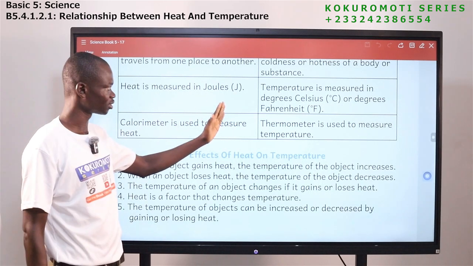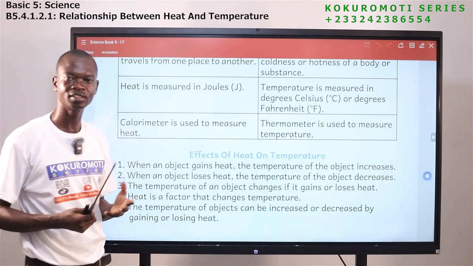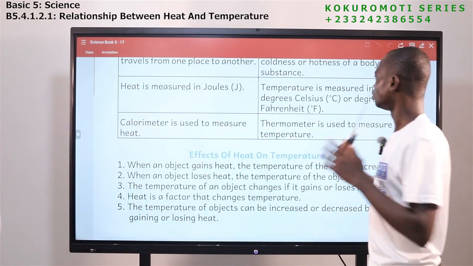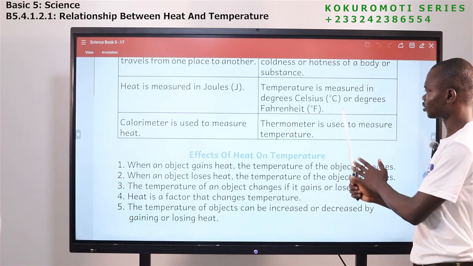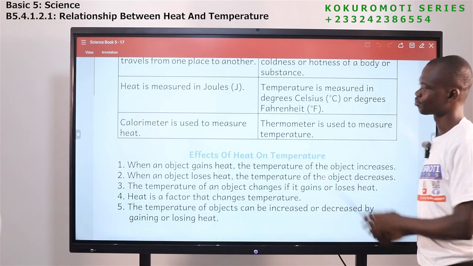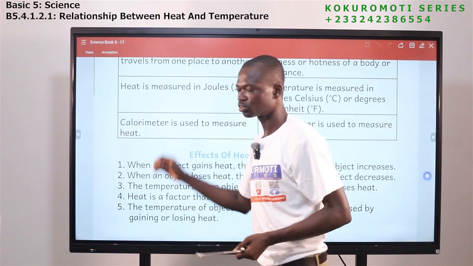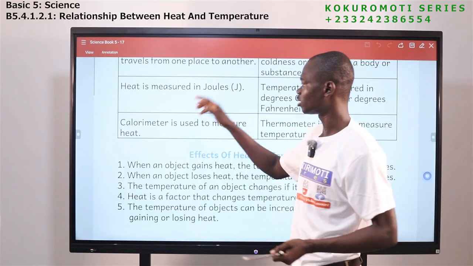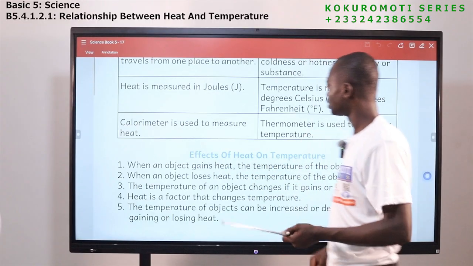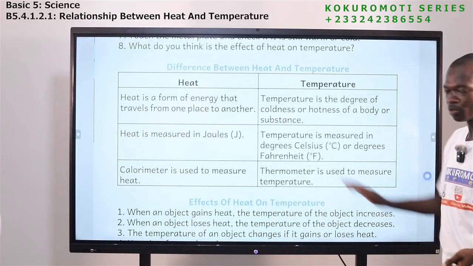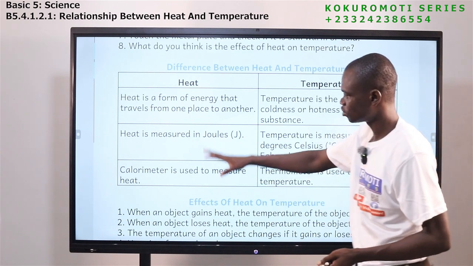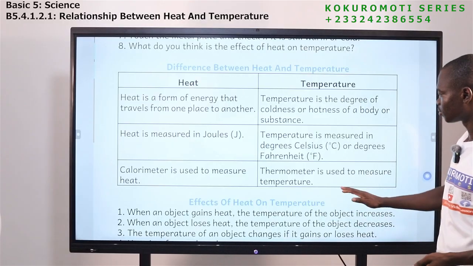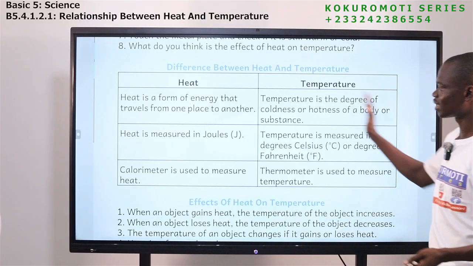Now let's come here. Heat is measured in joules. If you measure heat, you write it in joules. If you measure temperature too, you don't use joules, you use degree Celsius or degree Fahrenheit. The last thing that you should know, what do you need to measure heat? You need calorimeter. So calorimeter is used to measure what? Heat. If you want to measure temperature too, you use what? Thermometer. So calorimeter is a device used to measure heat. But if you want to measure temperature, we don't use calorimeter, we use thermometer. So these are the differences that you should know.